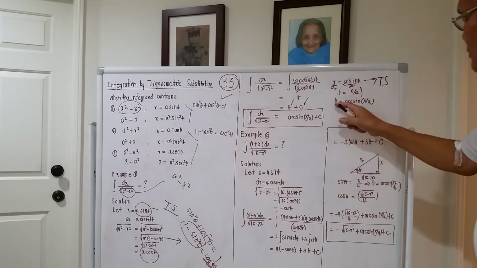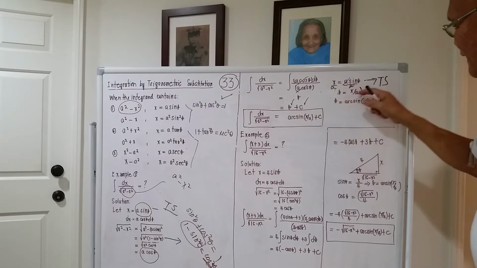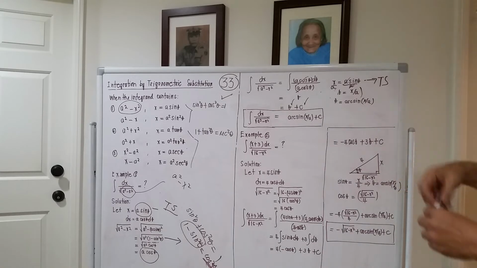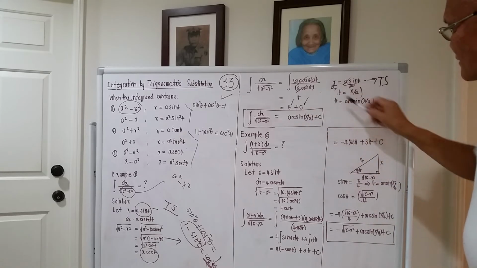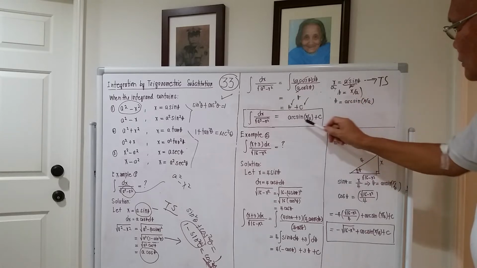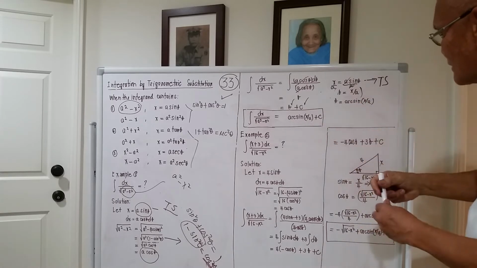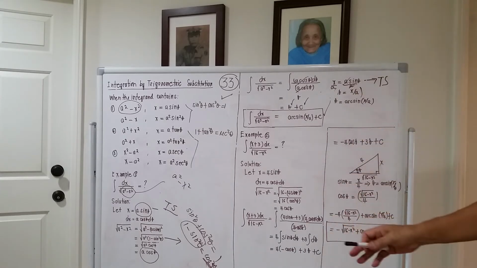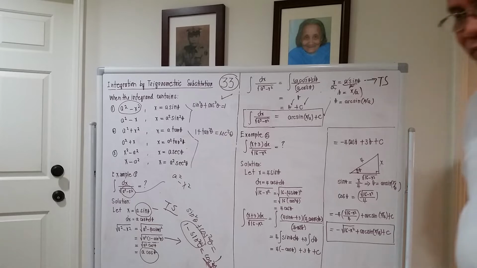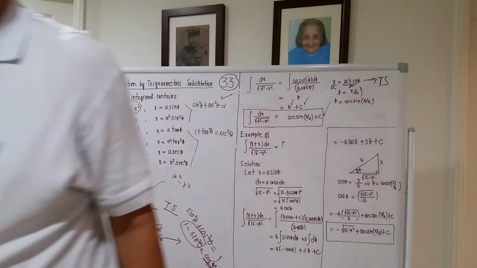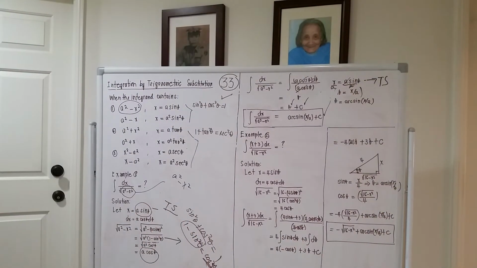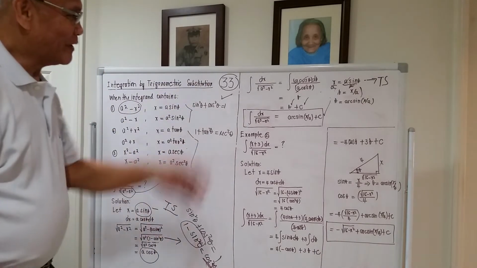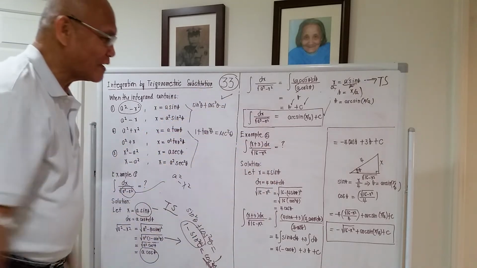The left hand side will simply be theta, and the right hand side will be arc sine of x over a. So the final answer is theta plus c, but theta in terms of x is arc sine of x over a plus c. That is the final answer in terms of x. It's easy, guys. Trigonometric substitution. Okay, let's proceed with example number 2.